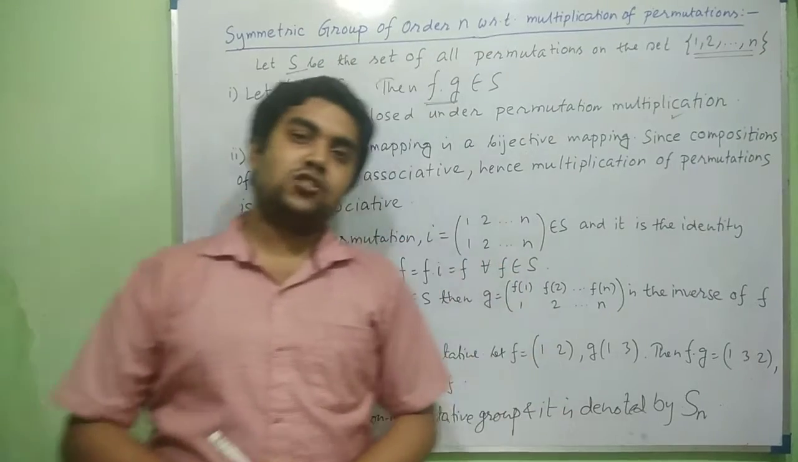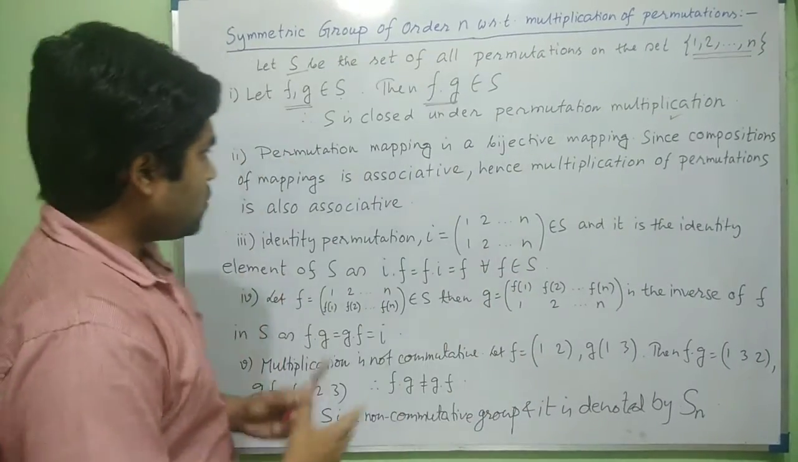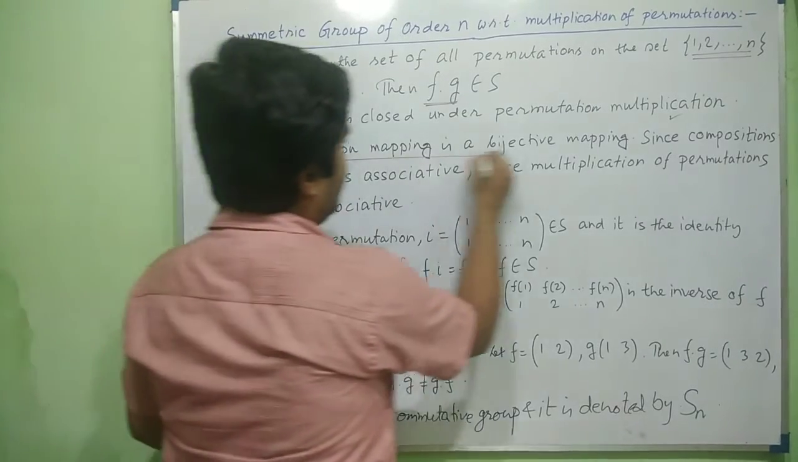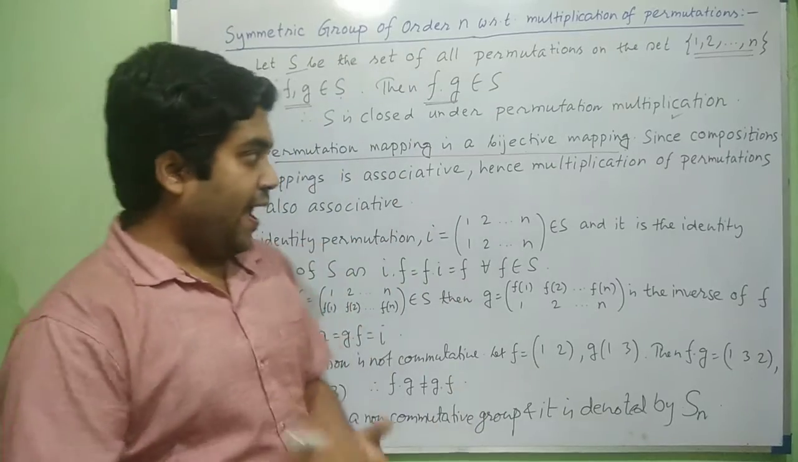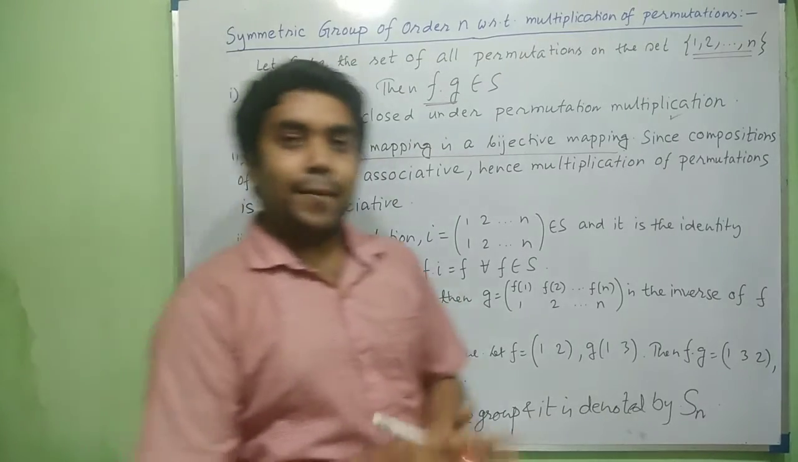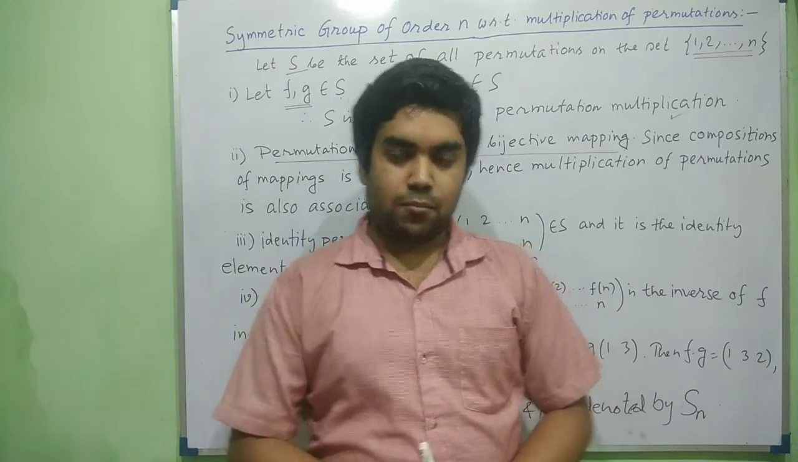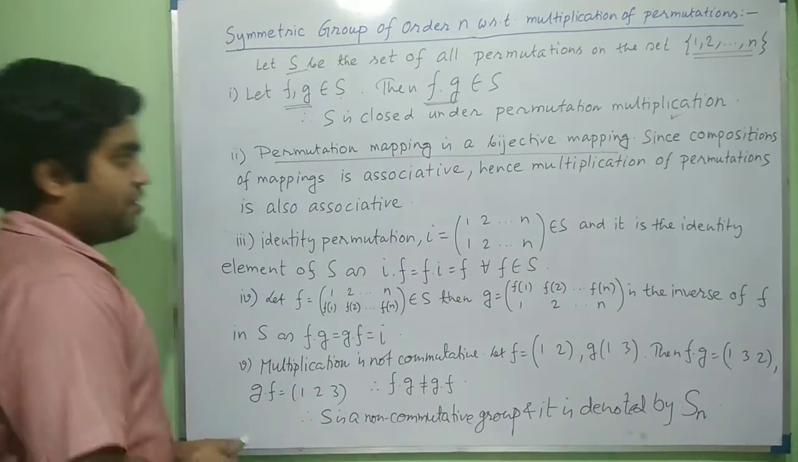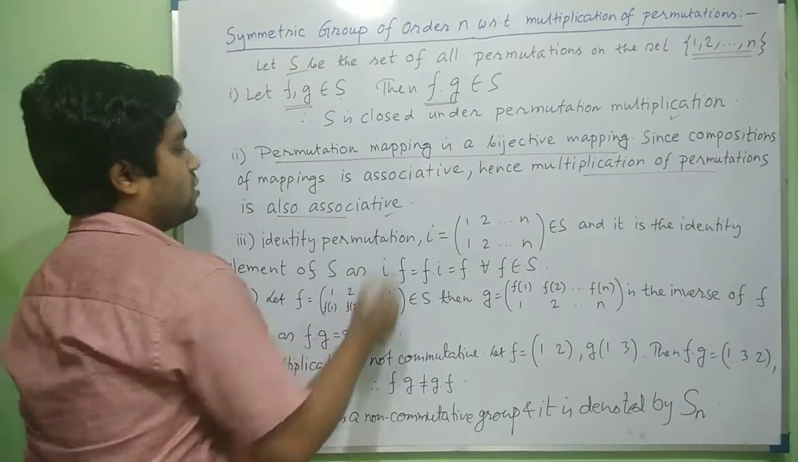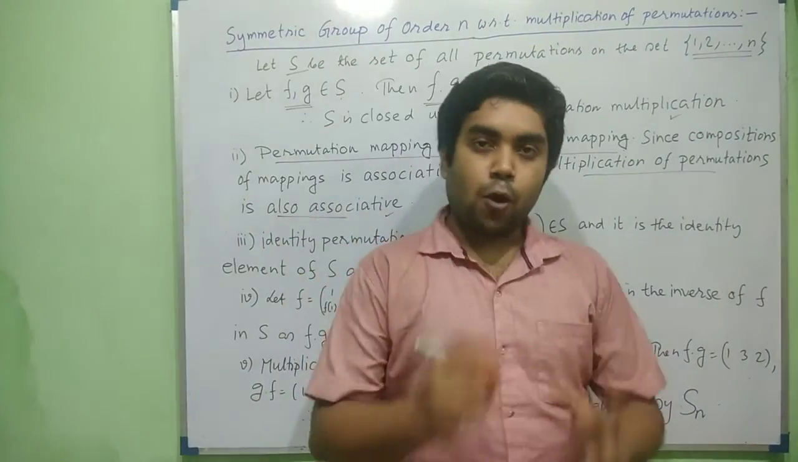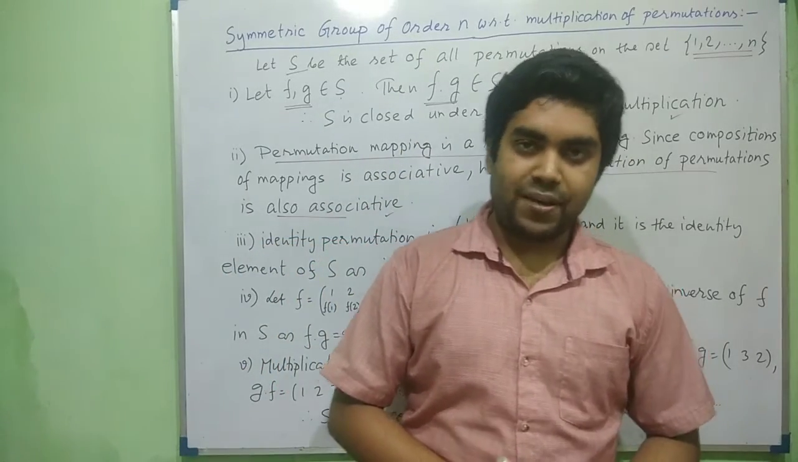Now our target is to establish the associativity. So we all know that a permutation mapping is a bijective mapping. Bijective means injective plus surjective, and we know that composition of mappings is always associative. So combining these two facts, we must have that multiplication of permutations is also associative. So the associativity property also holds in the set S, which is the collection of all permutation mappings on the set 1 to n.